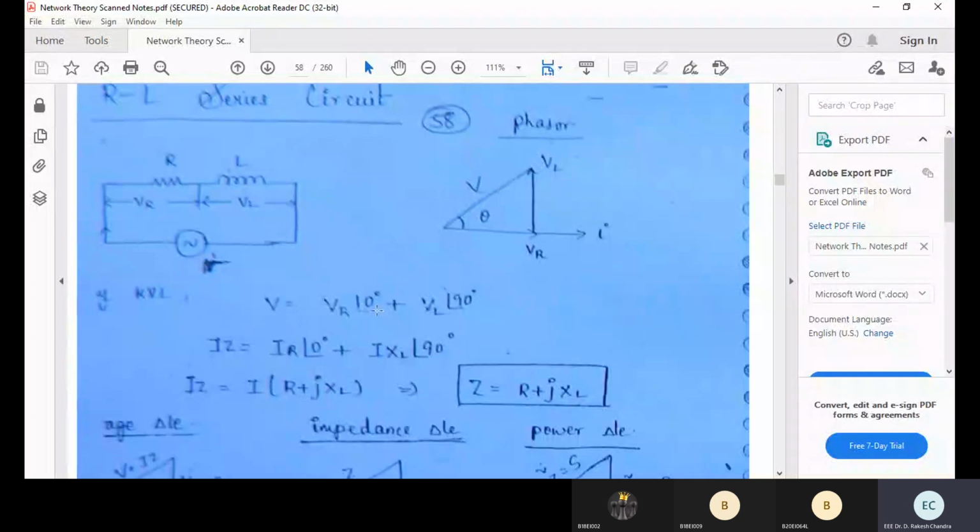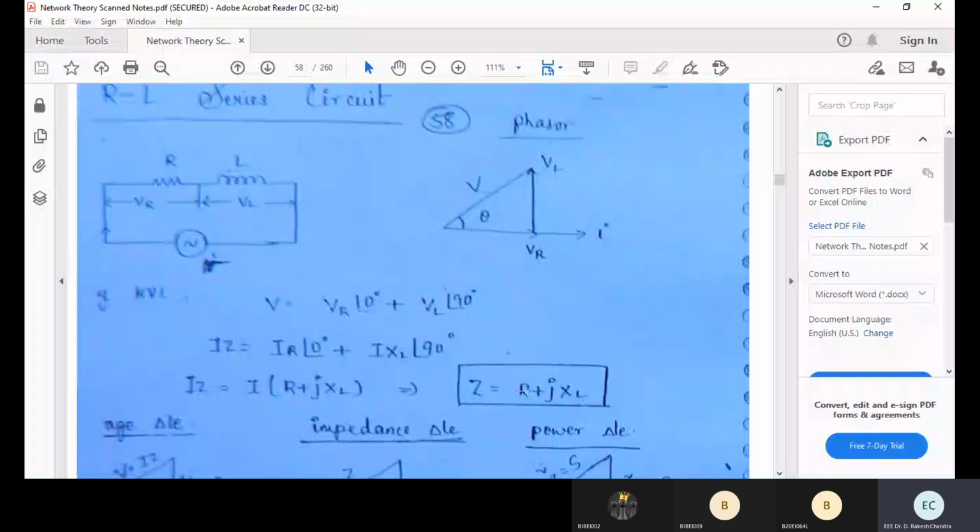Okay, what is this value of 0? This is the 0 degrees, your resistance. No phasor angle for resistance. For inductance, 90 degrees phasor. Your V is equal to I into Z. Voltage across the resistor is I into R at an angle of 0. Your voltage across the inductor is I into XL at an angle of 90. So this is I into Z, which is equal to I into R plus JXL.